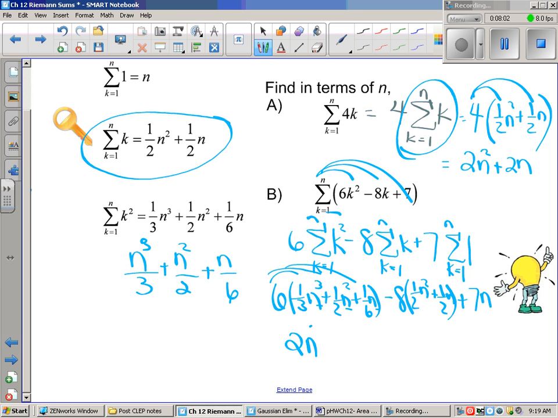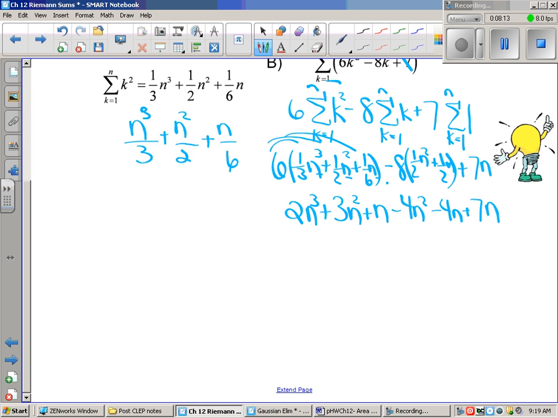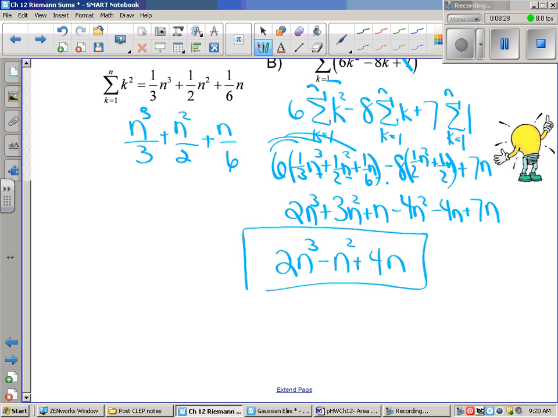So this would be 2n cubed. This would be 3n squared. This would be just n. Now remember, this is negative 8, so that'd be negative 4n squared, negative 4n plus 7n. And of course, just as you would expect, we're going to combine like terms, so that'd be 2n cubed. I have 3 minus 4, making negative n squared. 1n minus 4 makes a negative 3, plus 7 would make that 4n. And this is the equation or the expression I'm looking for in terms of n. That's what b would actually equal.